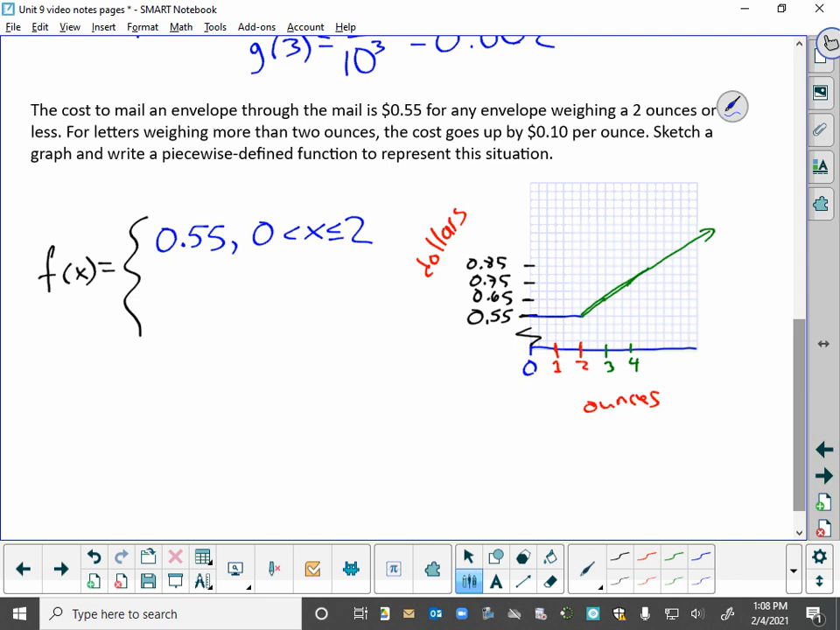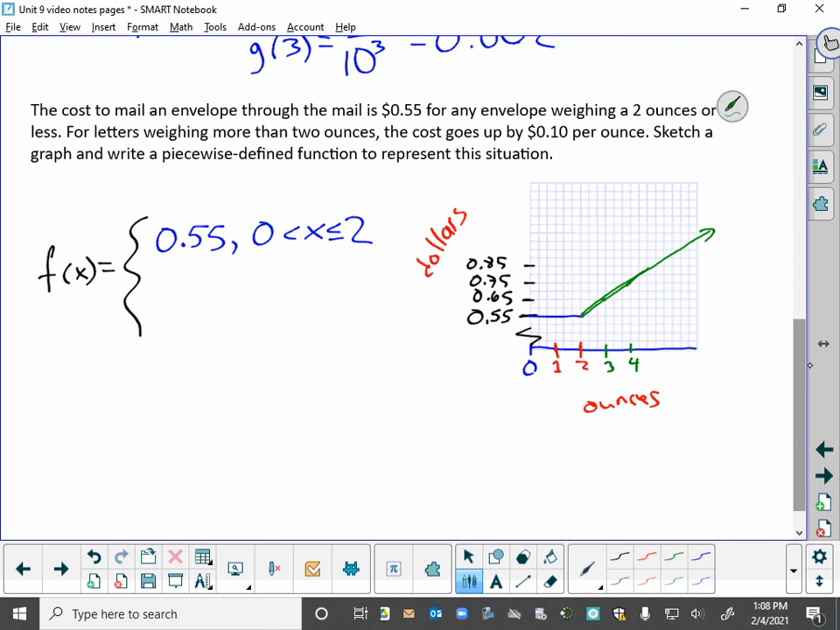Okay, the 2 ouncer will go for that amount. I'm not going to put a less than or equal to pointing at that 0 because hopefully I'm not going in trying to mail something that weighs 0 ounces. So they're not going to charge me 55 cents to mail nothing. Okay? Nor should I be trying to mail nothing.